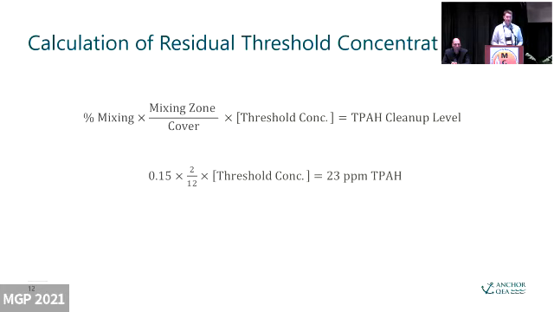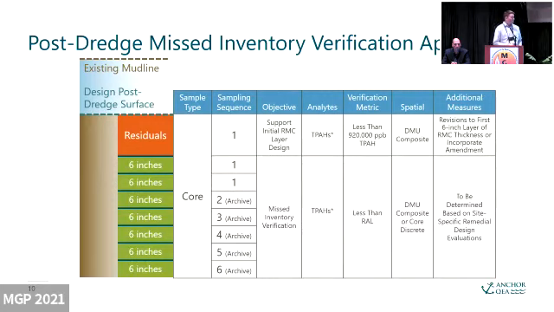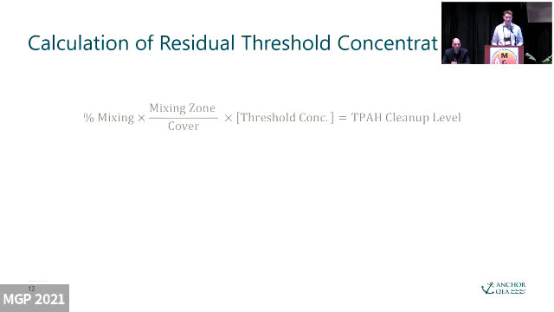So 15% within the first 2 inches of mixing, a total of 12 inches of cover thickness. These all came from the image on the last slide. 23 ppm TPH is the cleanup level from the ROD. Do the calculation, the answer is not surprising, 920 ppm. And so that's that threshold concentration. When we go back, I'll actually just jump back here quickly. When we go back here, we're looking at this residuals layer now, and we're screening the concentration against that threshold.